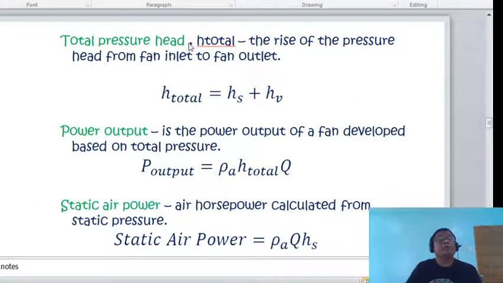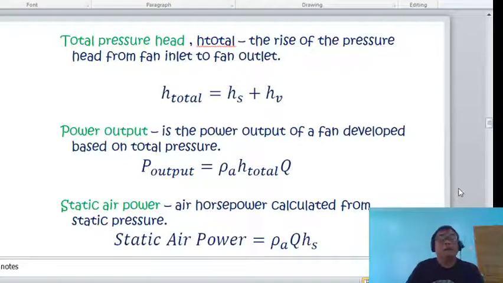So, the total pressure head now is equal to the summation. The H total is equal to the static head plus the velocity head. So, very easy class. Determining the power is the same as for a pump. Power is equal to the density multiplied by the total head, multiplied by the total discharge. In fans and blowers, we also have the so-called static air power.